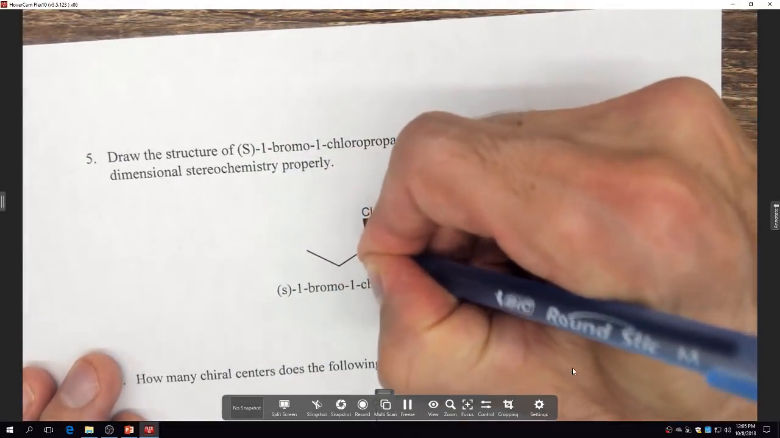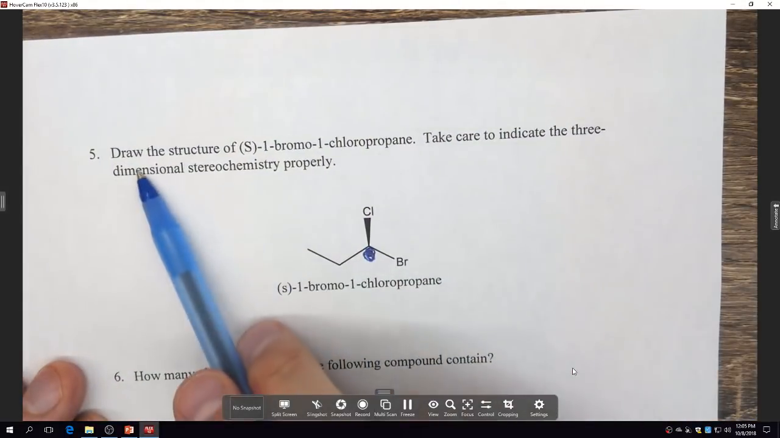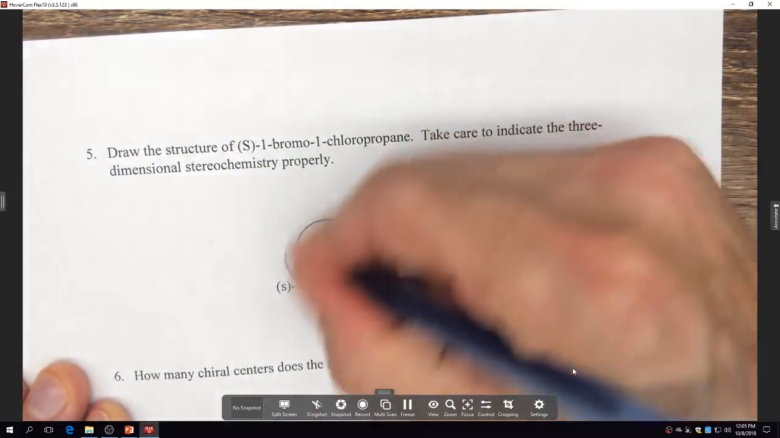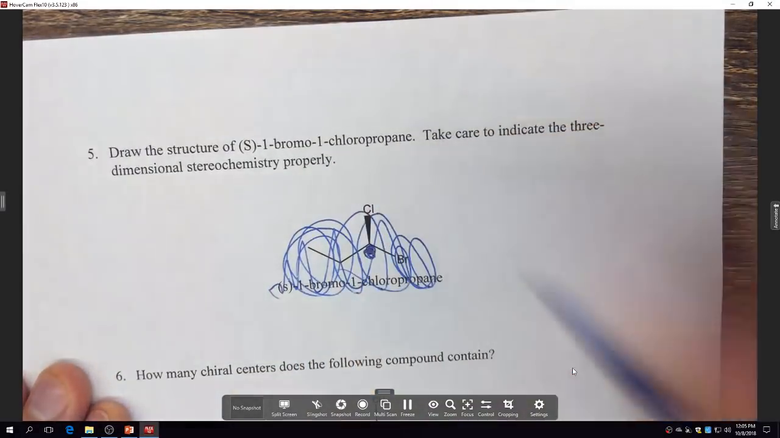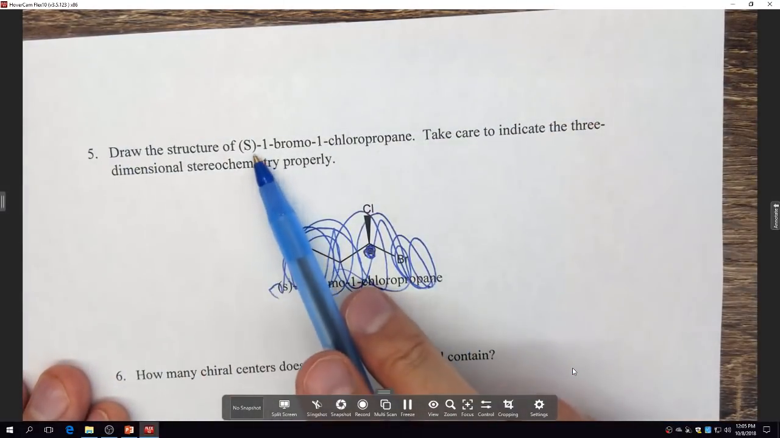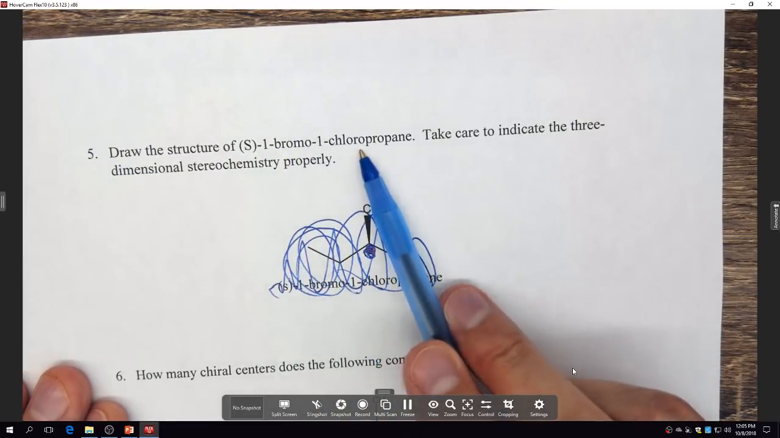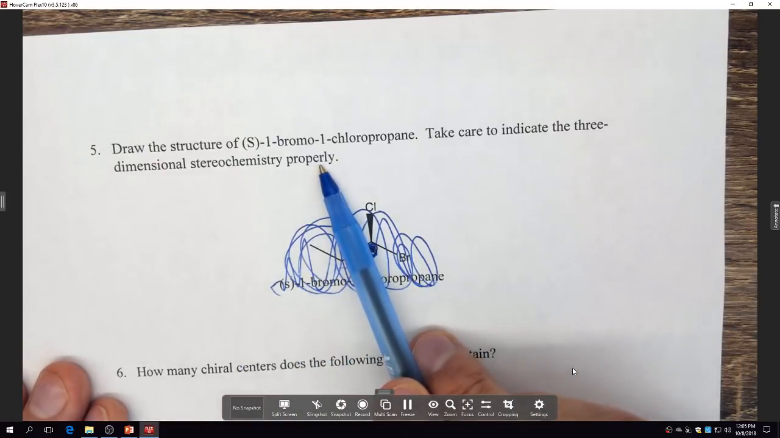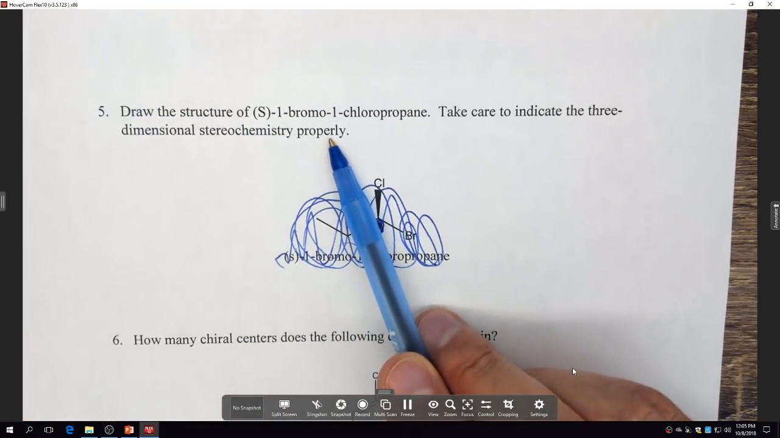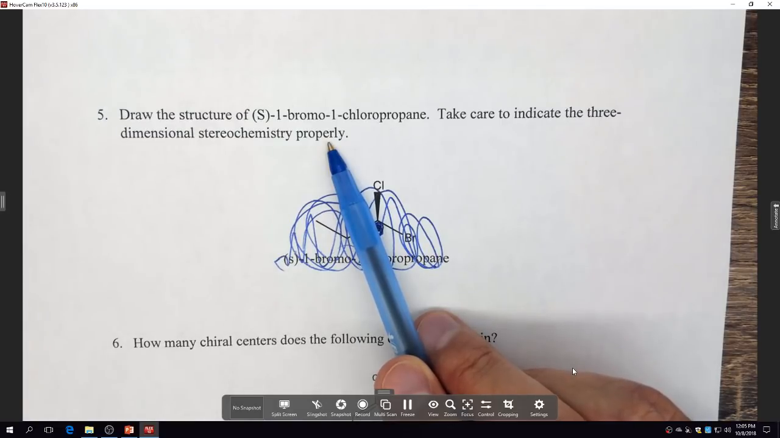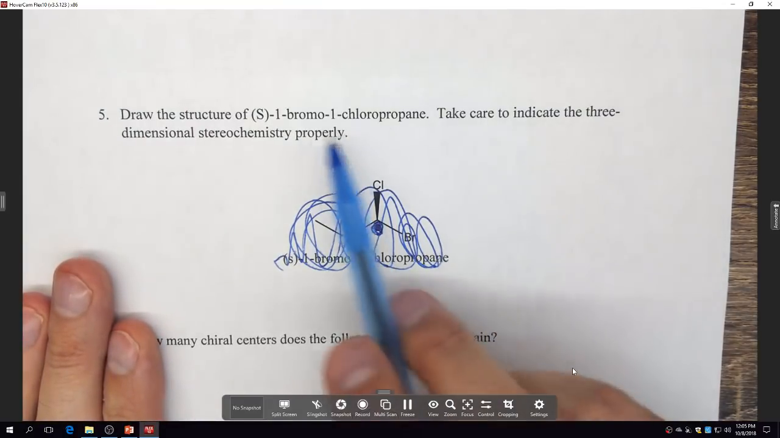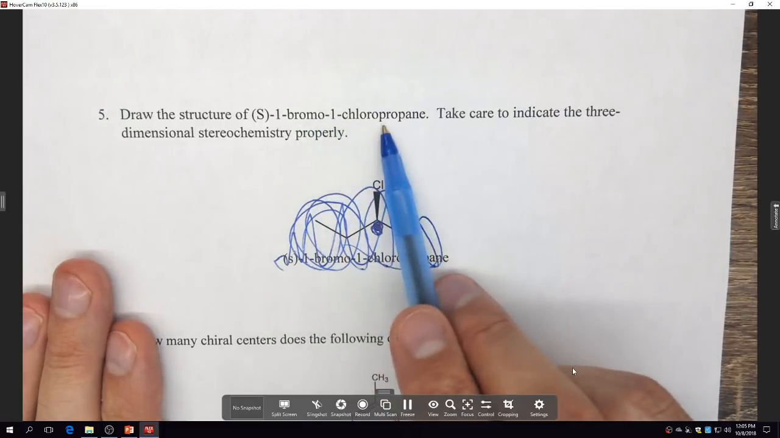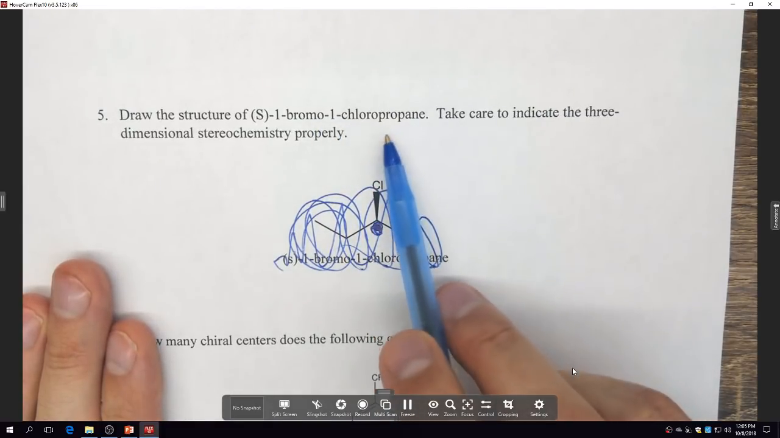All right. Next one. It says, draw the, oh, that is the answer. All right. I accidentally printed the answer key. It says, draw the structure of S, 1 bromo, 1 chloro, propane. All right. Take care to indicate the 3-dimensional stereochemistry properly. Note that this is very similar to what you have to do for your molecule project if you have a chiral carbon. So you actually have to draw it yourself, which, as I showed you, that ChemSketch actually does it for you. However, we want to draw 1 bromo, 1 chloro, propane. So the first question I have for you is, what is propane?